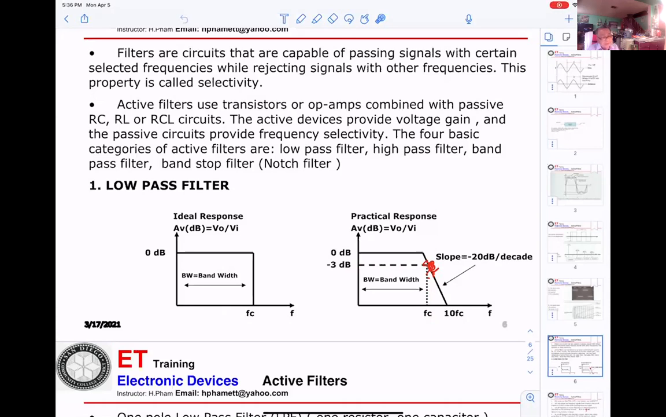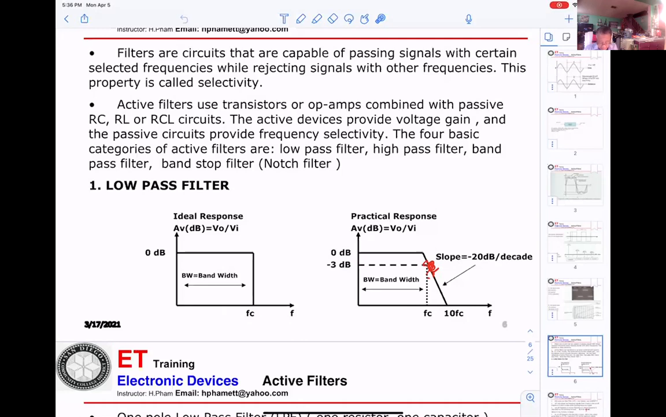I'll give you an example. You get an input of 10 volts, the output is supposed to be 10 volts. However, at the cutoff here, it will go down minus 3 dB, and minus 3 dB is equivalent to 0.707. Then you can calculate it into the voltage. You take 10 times 0.707, so at this point here the output will be 7.07 volts.